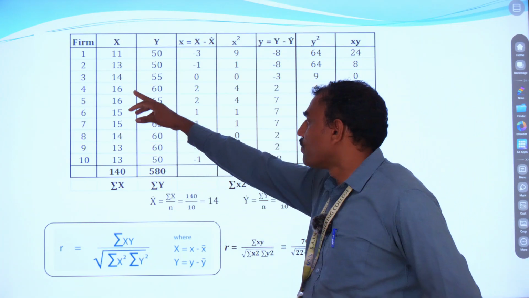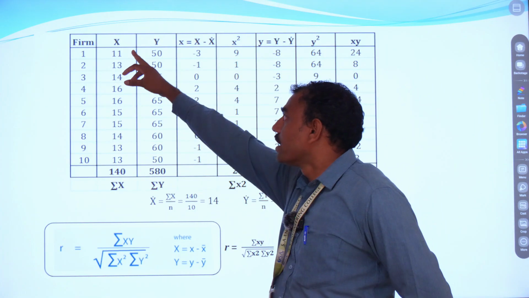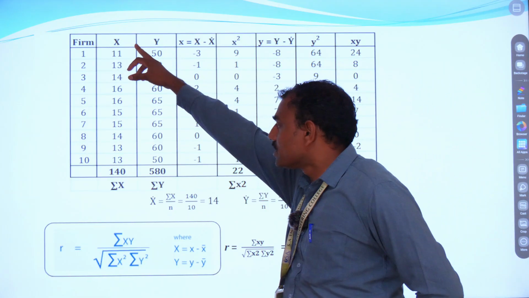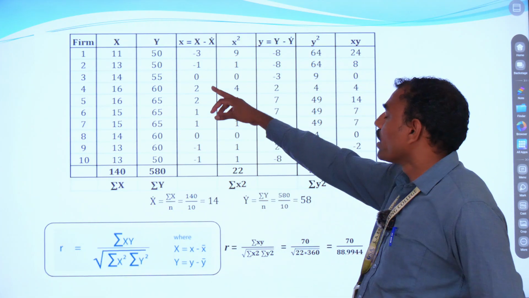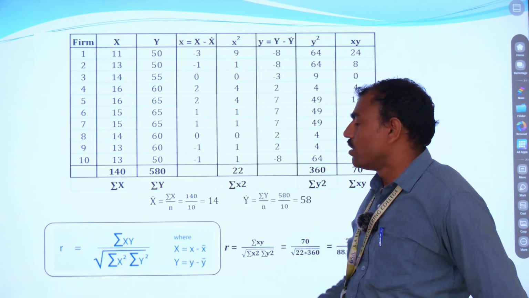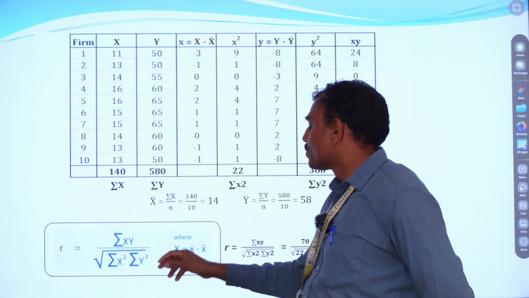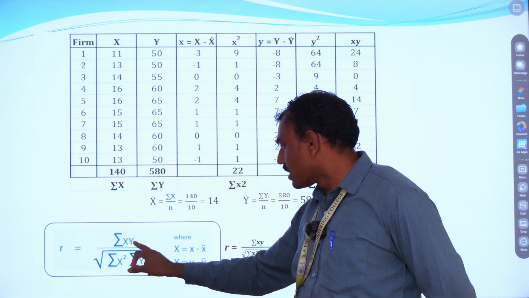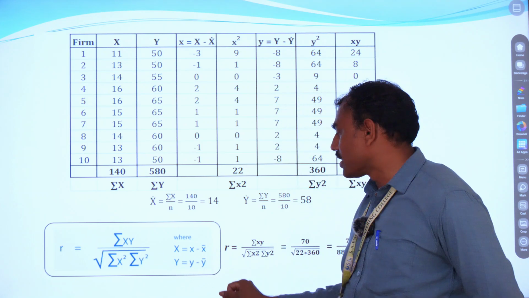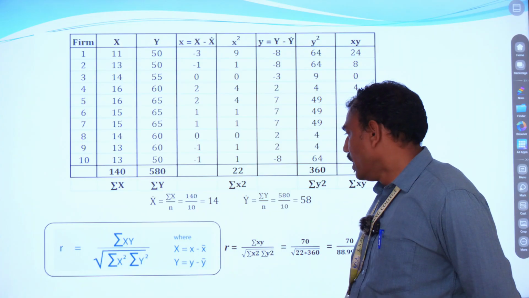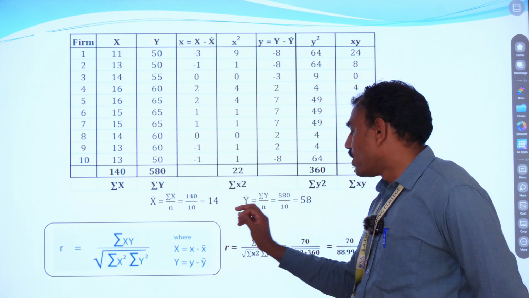So 10 values are given. Here x is the advertisement expenses, so the x column is the advertisement expenses and y is the sales volume. So x and y are given. This formula uses x and y, where x equal to X minus x bar. X bar is the mean value of x and y bar is the mean value of y.